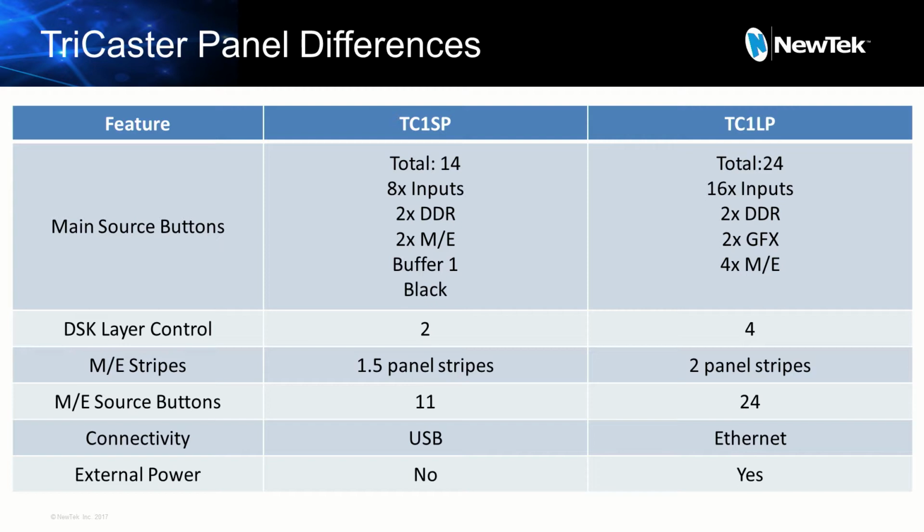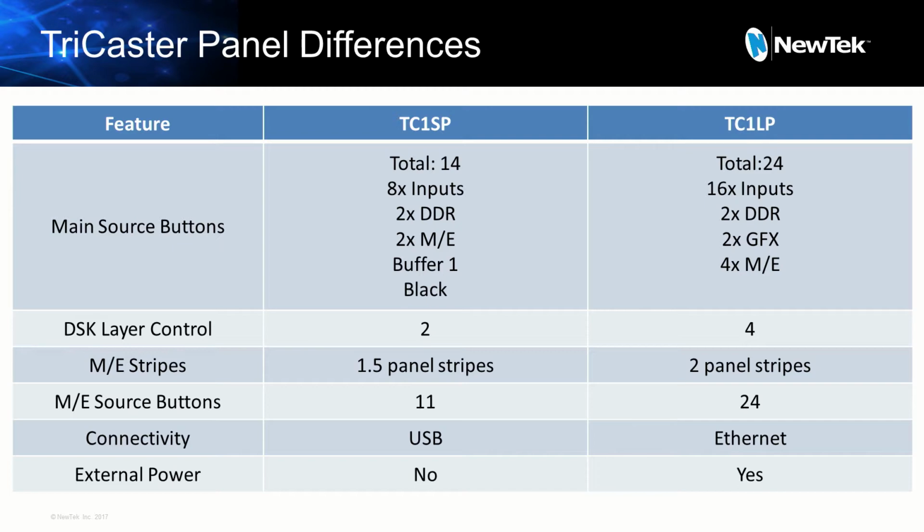On the small panel, you can access the first 2 downstream keyers, 1 and 2. But if somebody wants access to all 4 downstream keyers, the large panel gives you access to all 4 keyers. So just keep that in mind. That's another big difference between the two. The size of the panel in the sense of how many stripes it controls. The small panel is considered a 1.5 stripe panel, and the large panel is considered a 2 stripe panel.